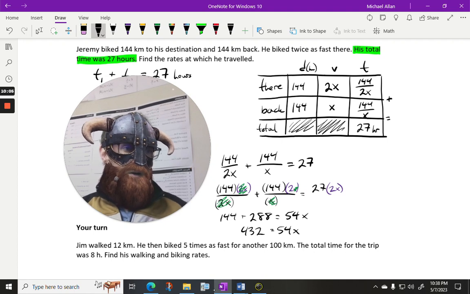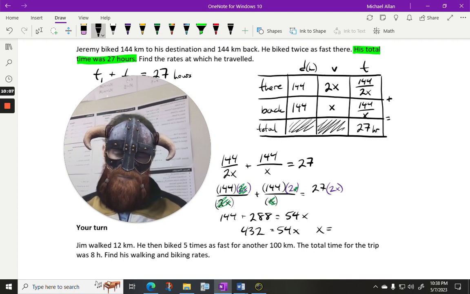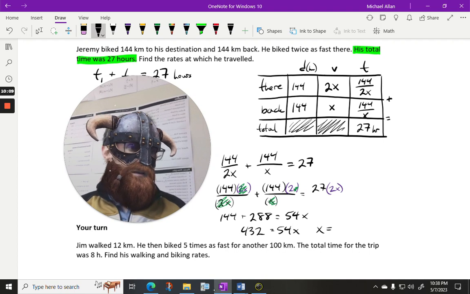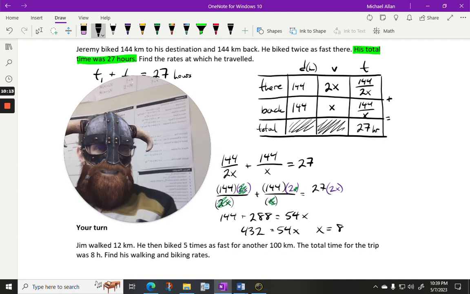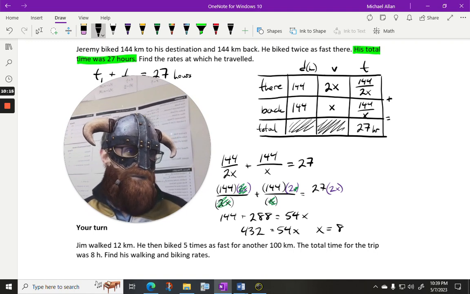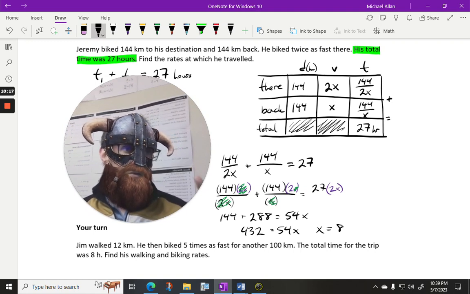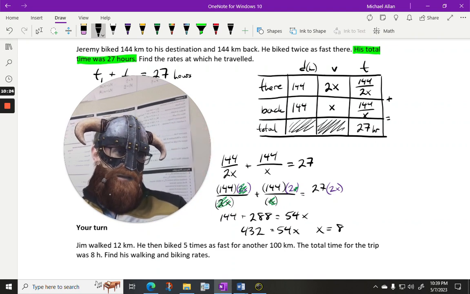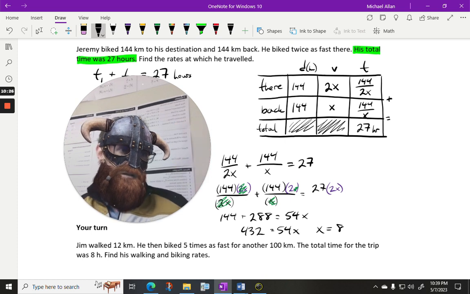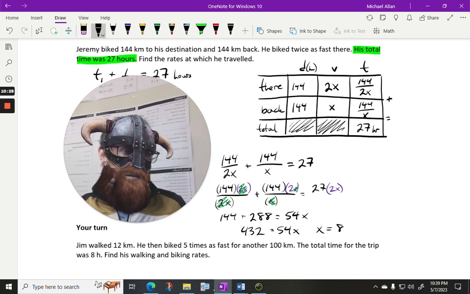I'll just divide both sides by 54, something you don't really have to show. And I get 8. Well, that's nice. That's a nice number. Okay, so what is this 8? Well, this 8 is a speed. Okay, it's a rate. So it's going to be our distance divided by our time. So our distance was in kilometers. Our time is in hours. So this is 8 kilometers per hour.